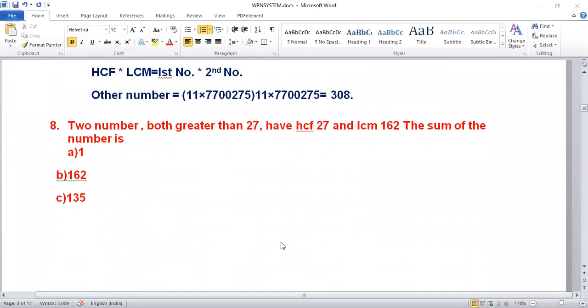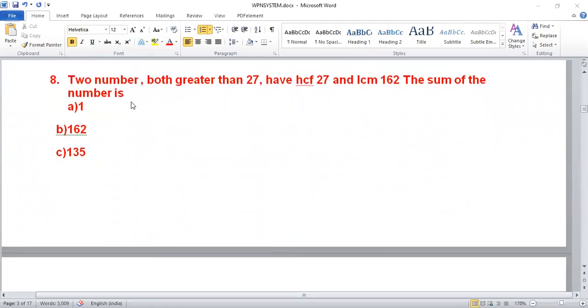Now this question is slightly different. Question number 8. 2 numbers, both greater than 27, have HCF 27 and LCM 162. You have to find the sum of the numbers. See, one hint they have given you in the question: the 2 numbers are greater than 27, but their HCF is 27. It means they will be multiples of 27 only. Okay.